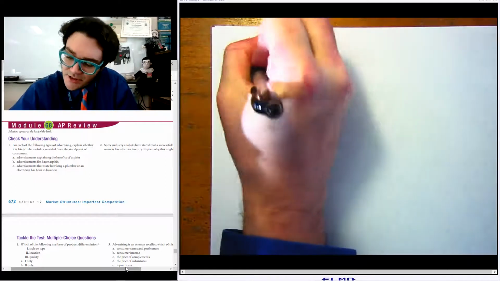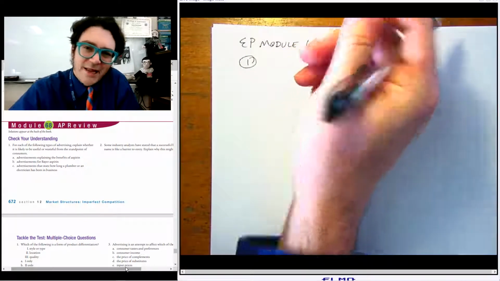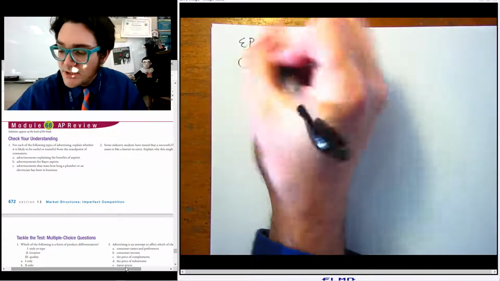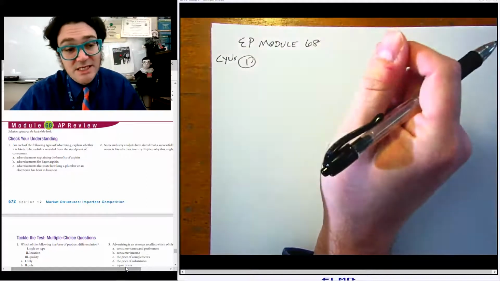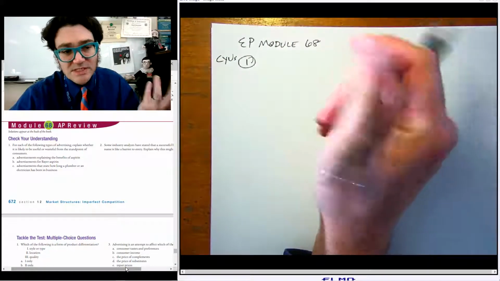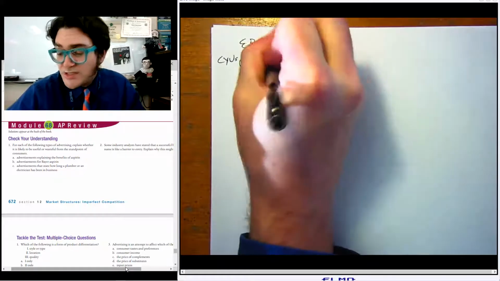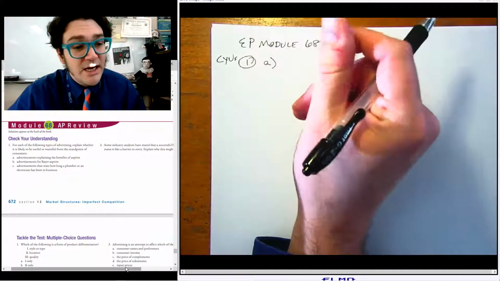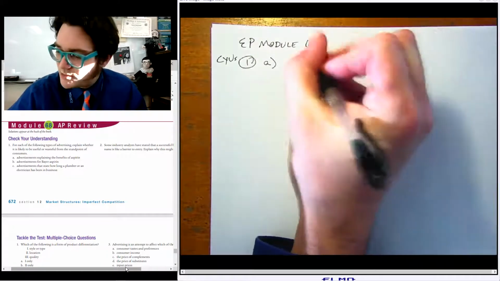So I'd encourage you, if you're bored, you're like, hey, I like economics, it's kind of cool, read this module over. It's kind of neat. So let's take a look at the check your understandings. It says, for each of the following types of advertising, explain whether it's likely to be useful or wasteful from the standpoint of consumers. And in most of these questions, by the way, you can probably do them without actually reading too much of the module, but advertisements explaining the benefits of aspirin.